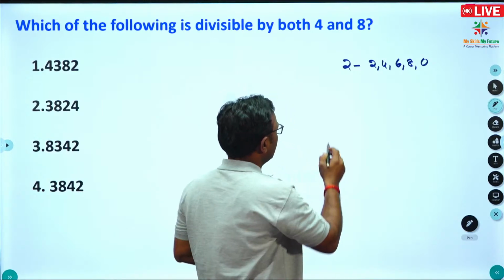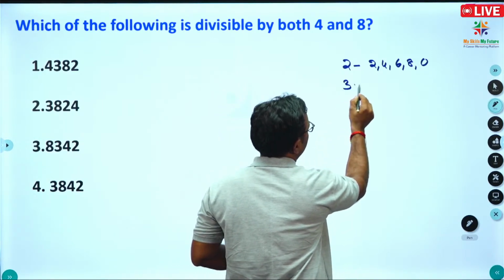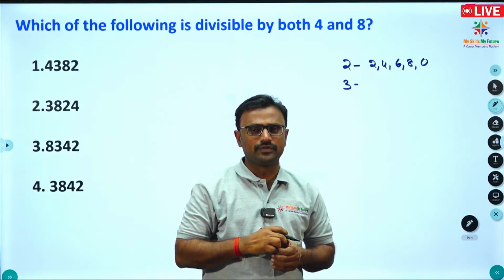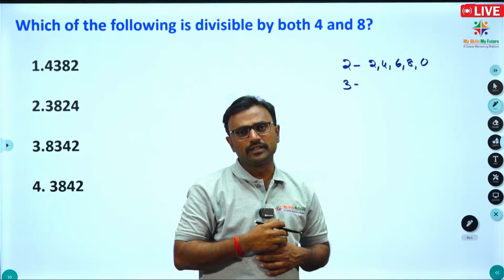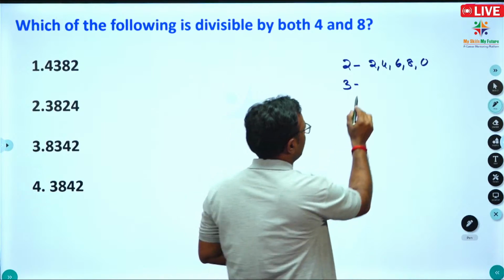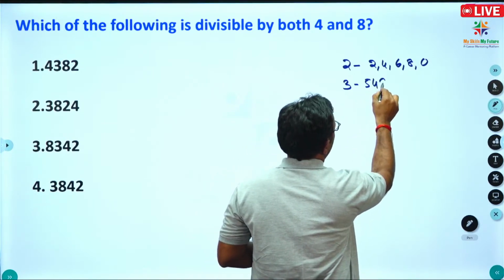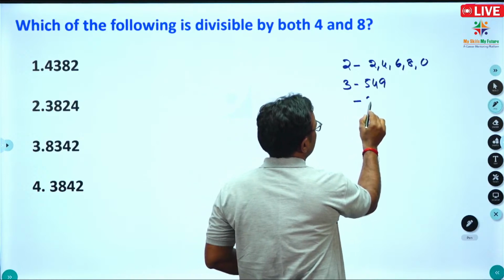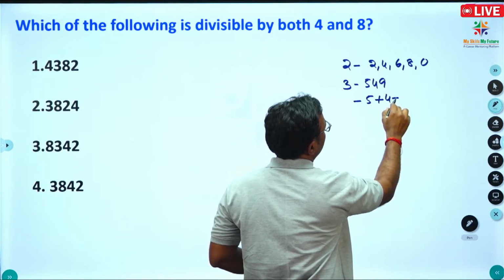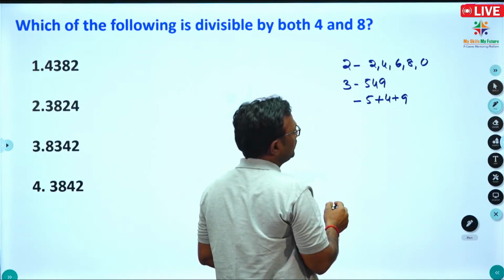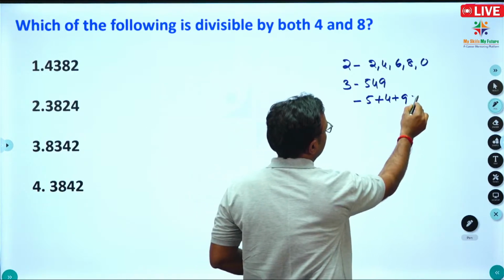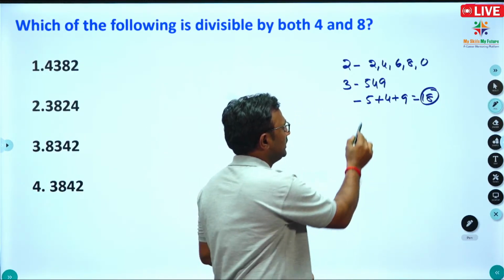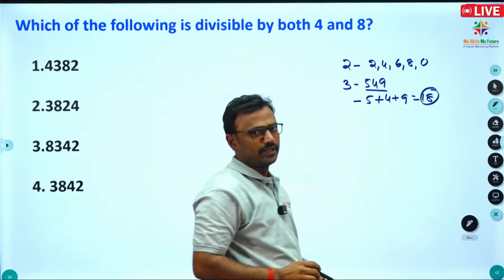What about the divisibility rule of 3? If the sum of digits of a number is a multiple of 3, then the number is divisible by 3. Suppose we take 549. Is it divisible by 3? Yes. Sum of digits: 5 plus 4 is 9, 9 plus 9 is 18. 18 is a multiple of 3, so this number is also divisible by 3.